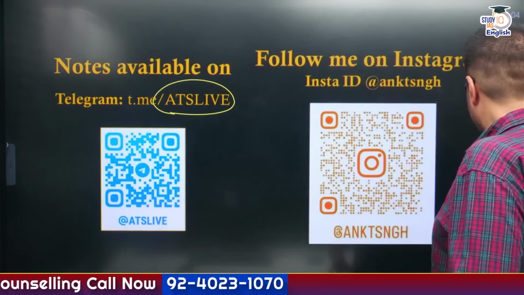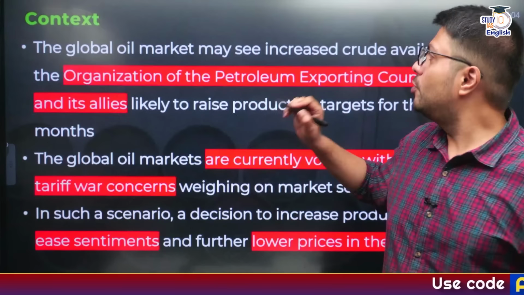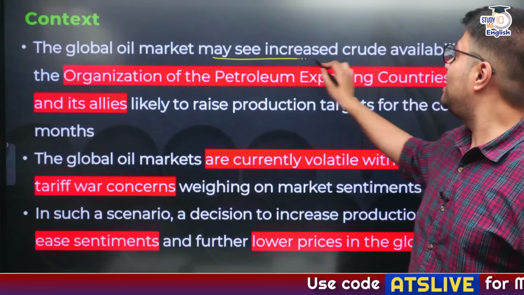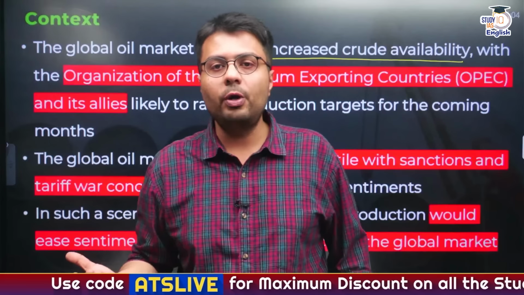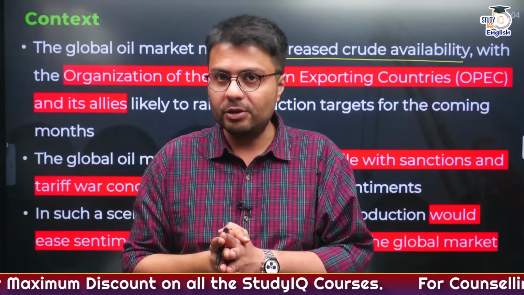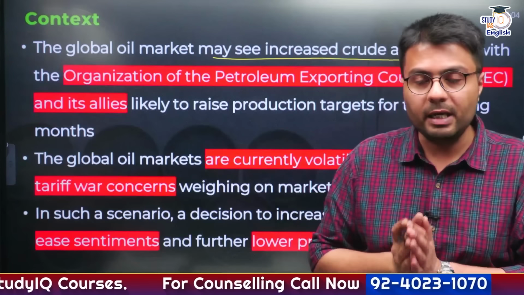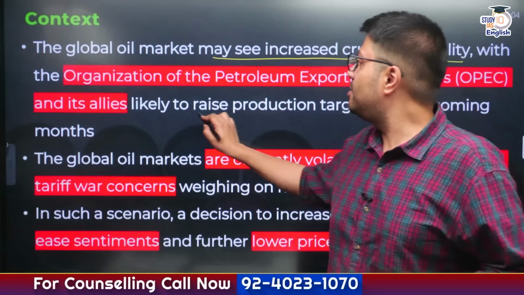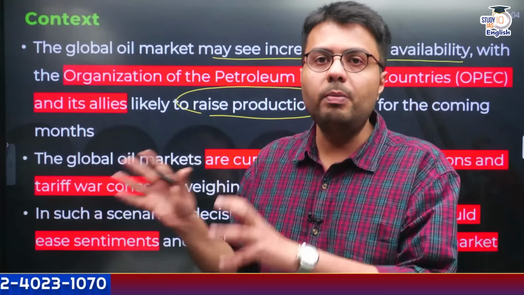Let us start by discussing why we are trying to understand how OPEC and its allies function. The global oil market may now see increased availability of crude oil because the major producers of crude oil have formed a coalition. This coalition is called OPEC and OPEC Plus. OPEC is an abbreviation for Organization of Petroleum Exporting Countries. Whenever these countries raise production, it increases the supply of crude oil in the global market.